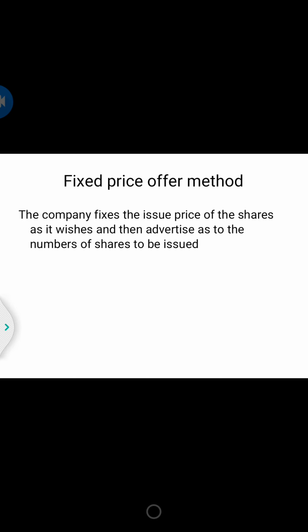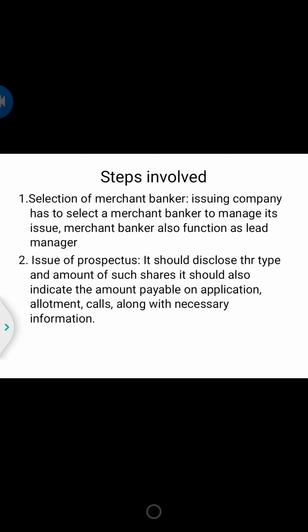On the other hand, if the price fixed is underpriced or less, the investors will apply for more shares. So as a result it will lead to oversubscription of shares. So this we call the fixed price offer method. Nothing but before the issue they are going to fix the price for the number of shares which is going to be issued. The next are the steps involved in this.